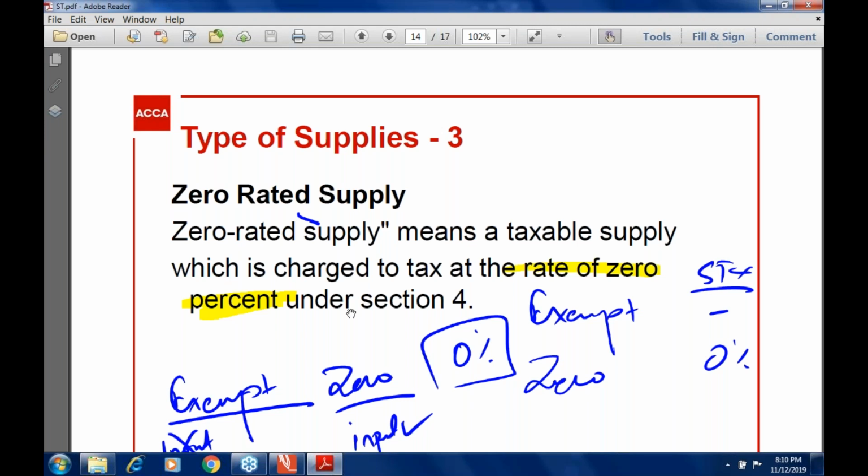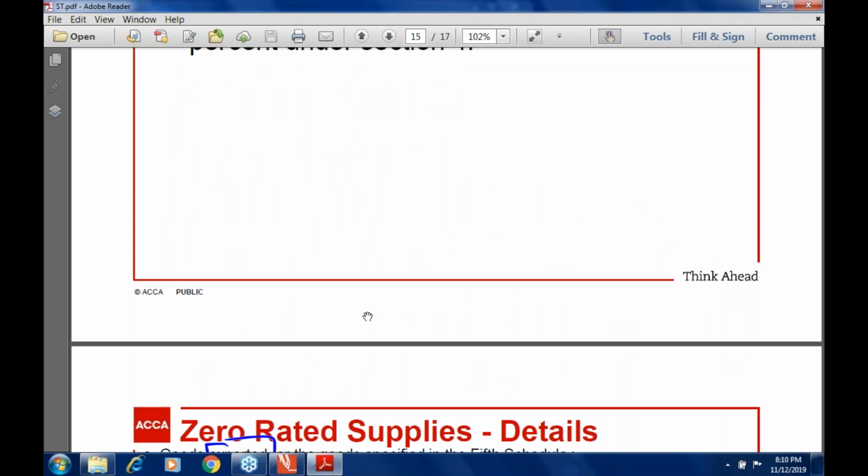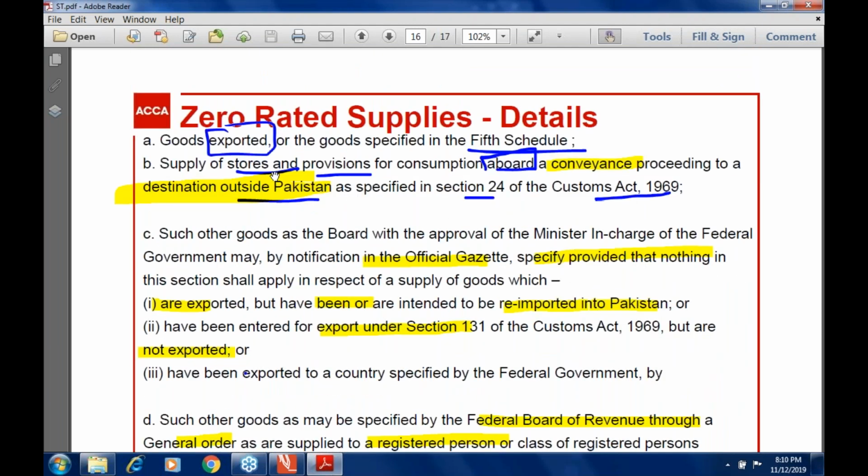We discussed what actually falls under the zero rating. So I did discuss that goods that are exported or the goods that are listed in the fifth schedule, or there is actually a supply of stores and provision for any conveyance which is proceeding to destination outside Pakistan.